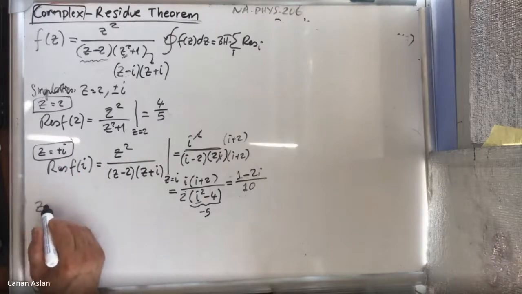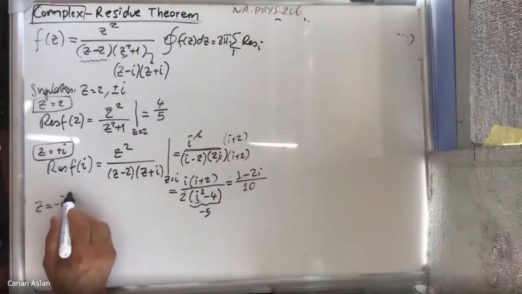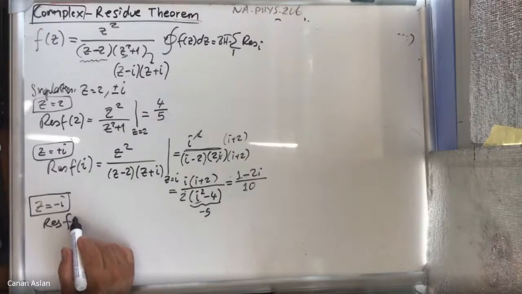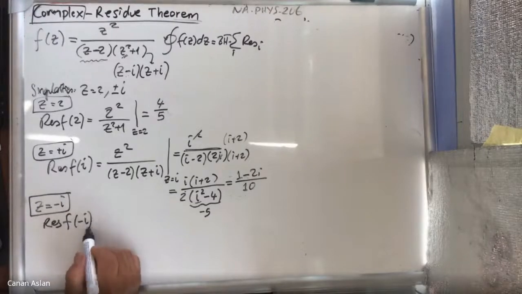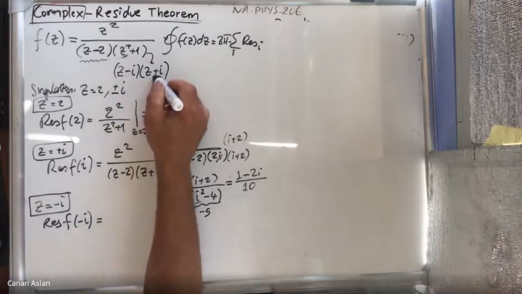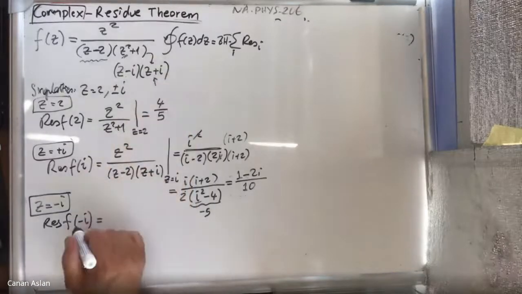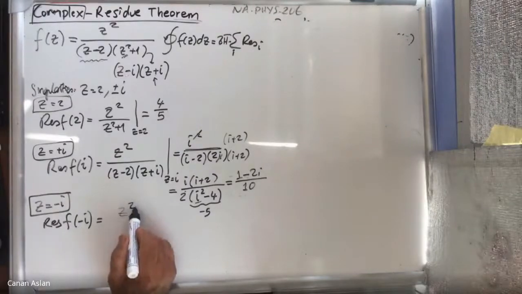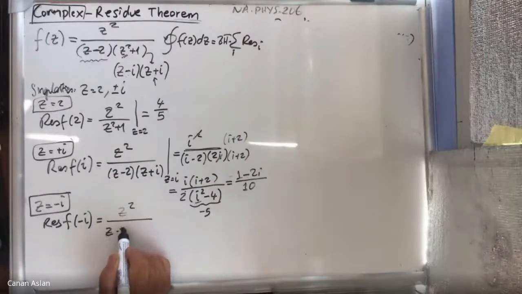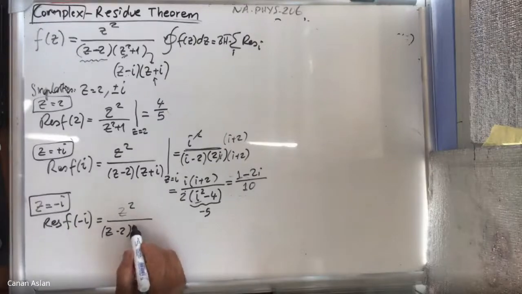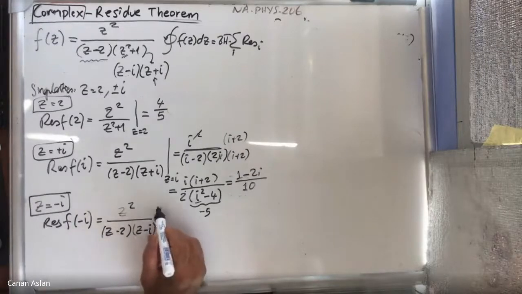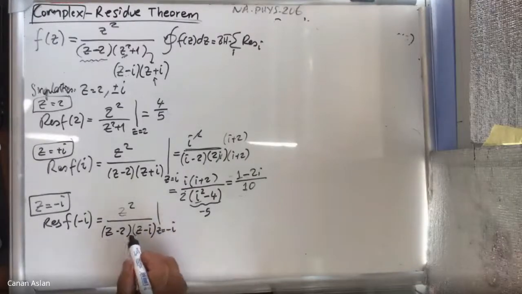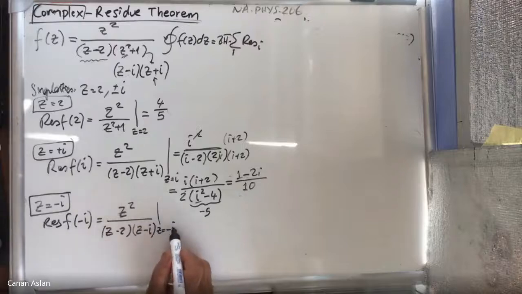We will repeat now the same thing for z equals minus i. For z equals minus i, again, we calculate the residual at minus i, and now we get rid of this term, because this term is now giving us a headache. So the rest will be written. So we get z squared divided by z minus 2 times z minus i. Now, all the z's will be replaced by minus i.